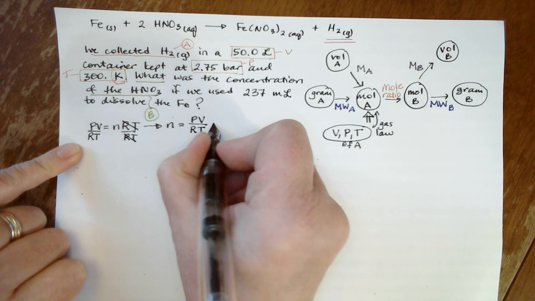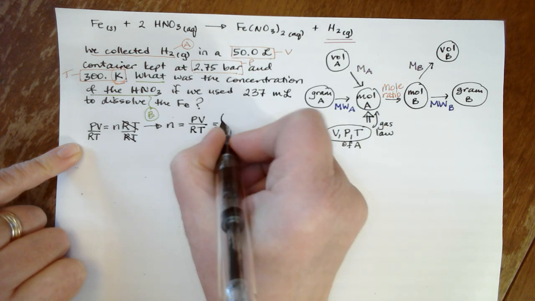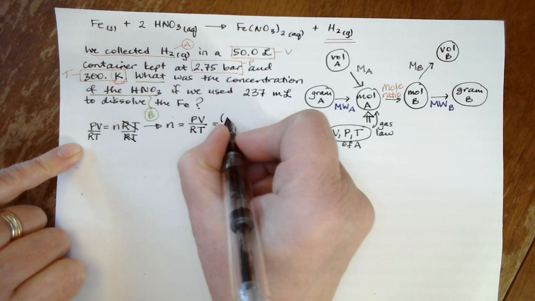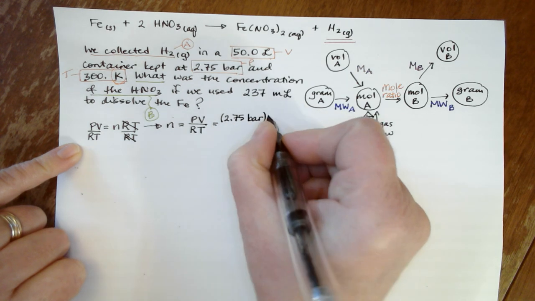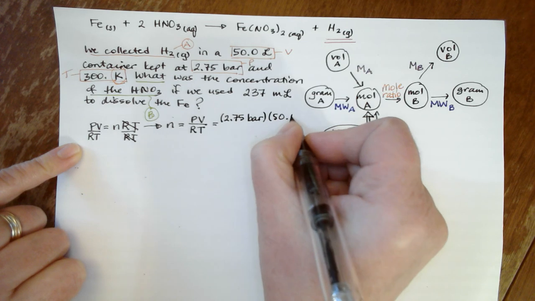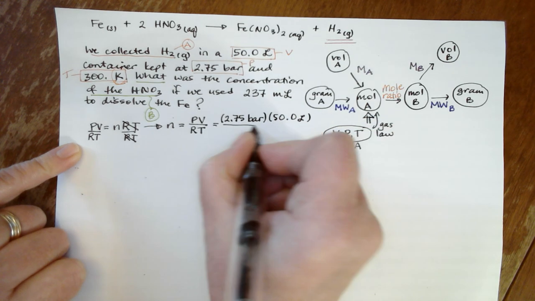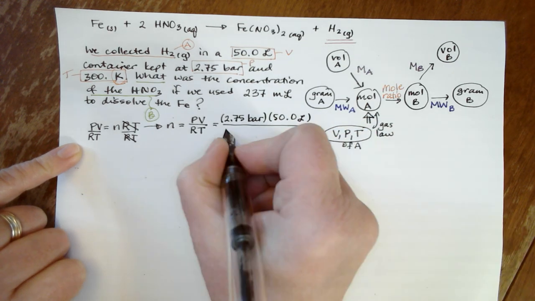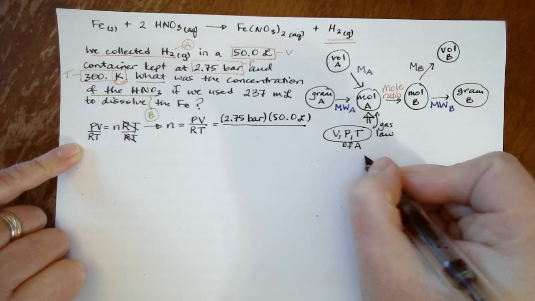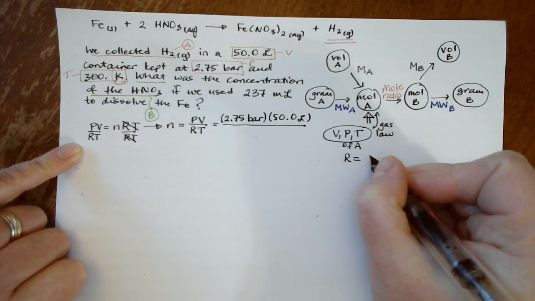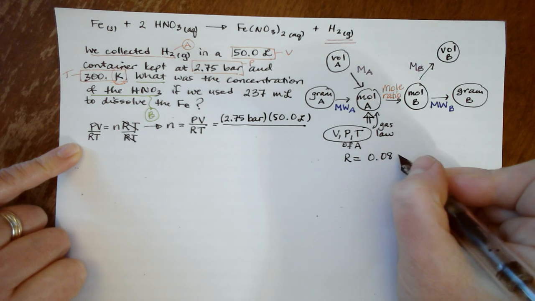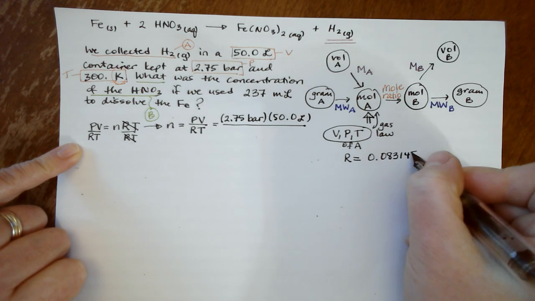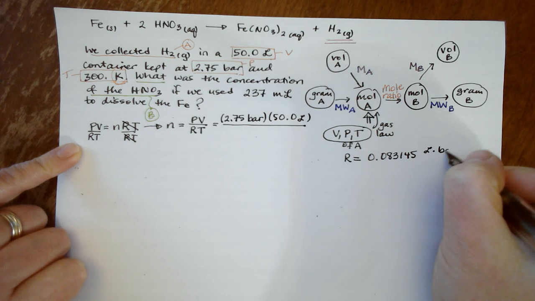So let's plug those in. If you want to pause the video while I do this and do it on your own, that's a great idea, and then you can come back and check your work. Go ahead and do that. I'm going to keep writing. R values we need to look up. We have bar, so we're going to use 0.083145 liter bar per mole Kelvin.